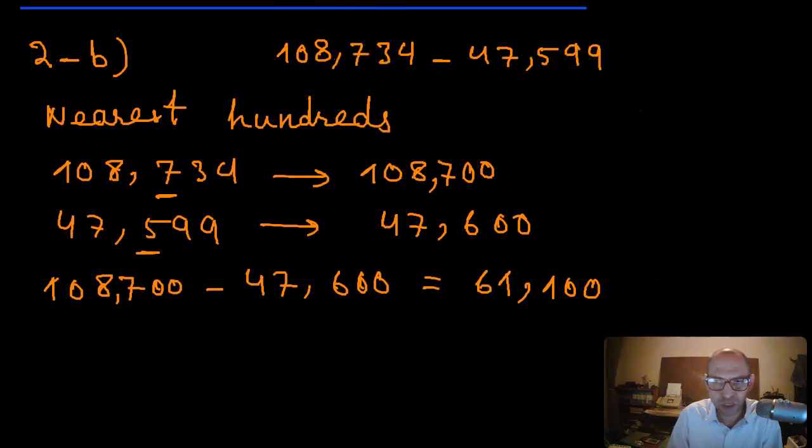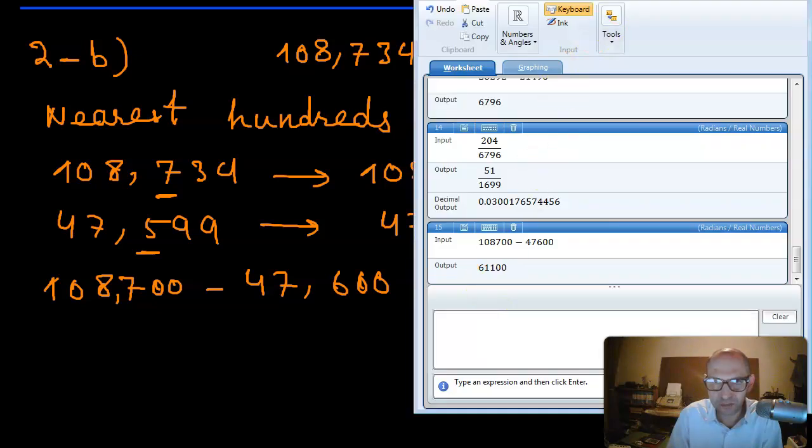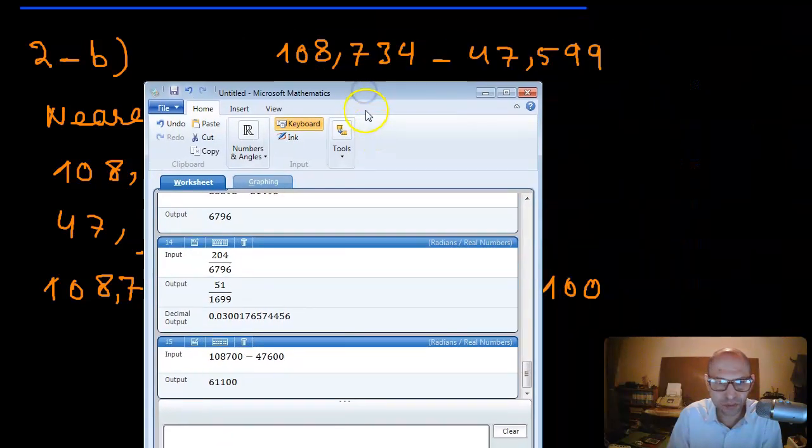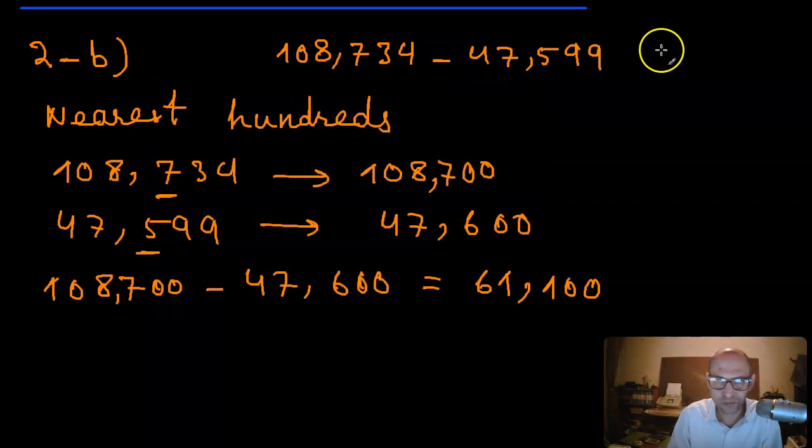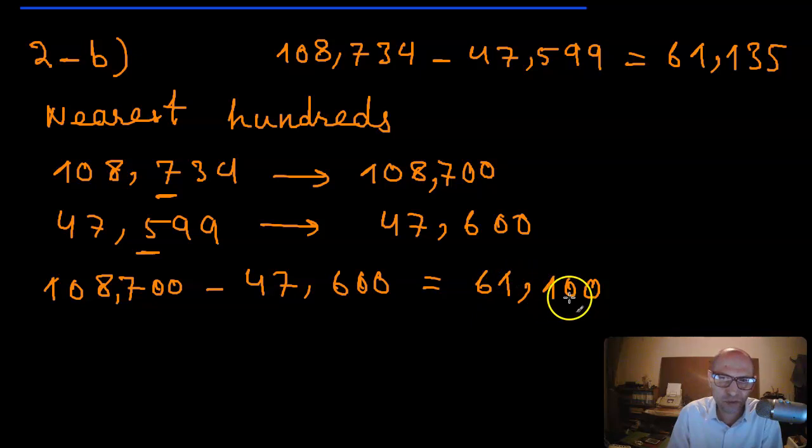Doing the actual calculation, 108,734 minus 47,599 is the same as 61,135. So 61,135 compared to 61,100. Not much difference.